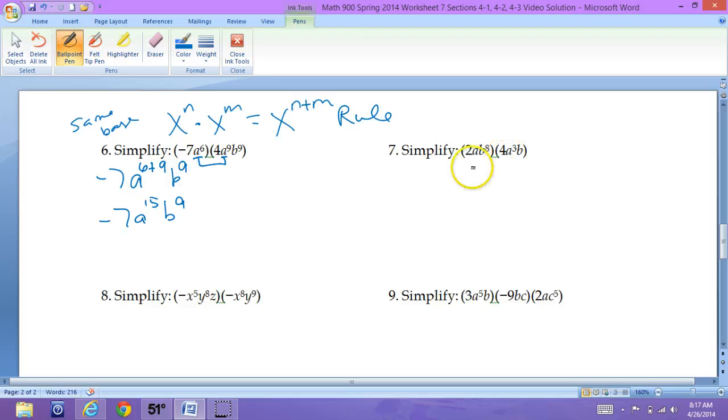So now we're going to go over here. This time we only had the one coefficient of negative 7. Oh, that's what I lost. I lost the 4. I was wondering. I was focusing on the variables. There we go.